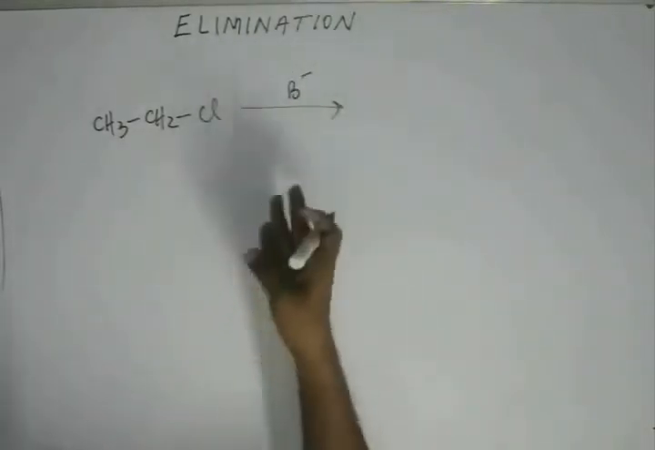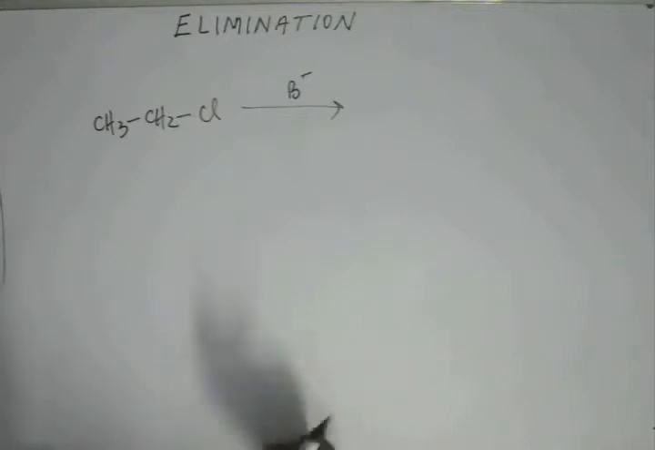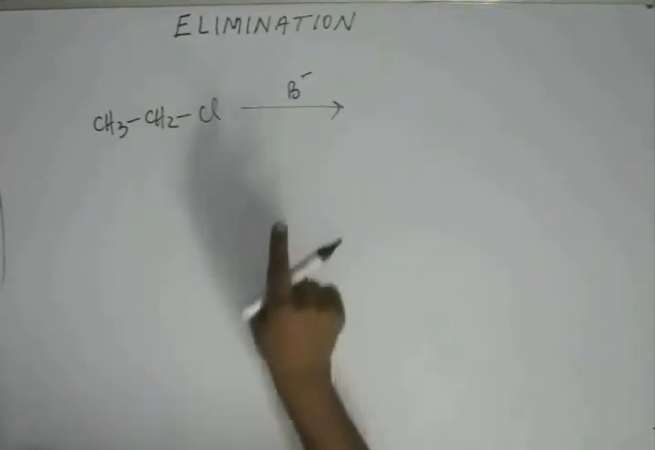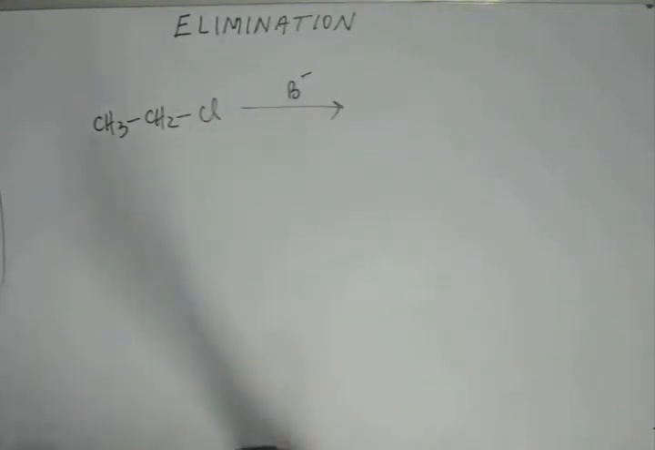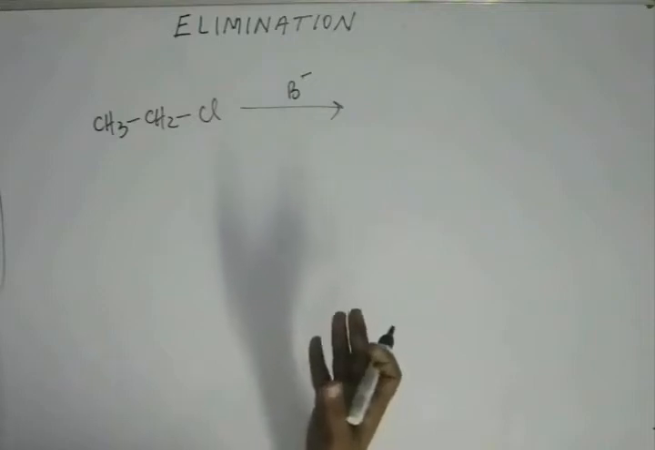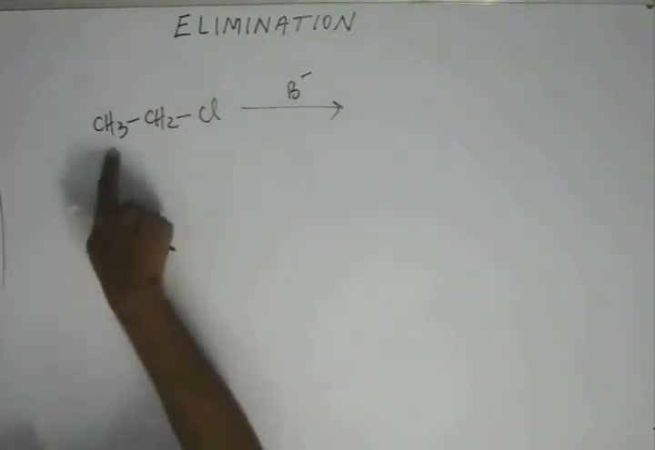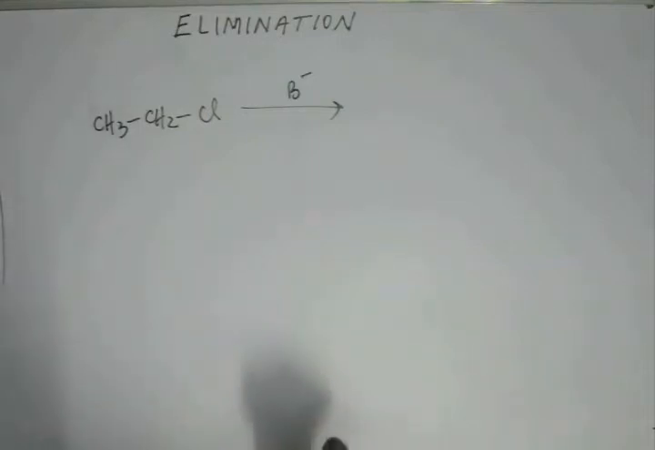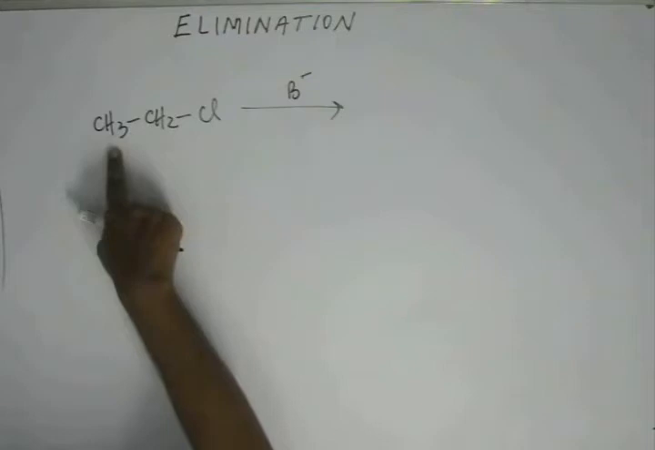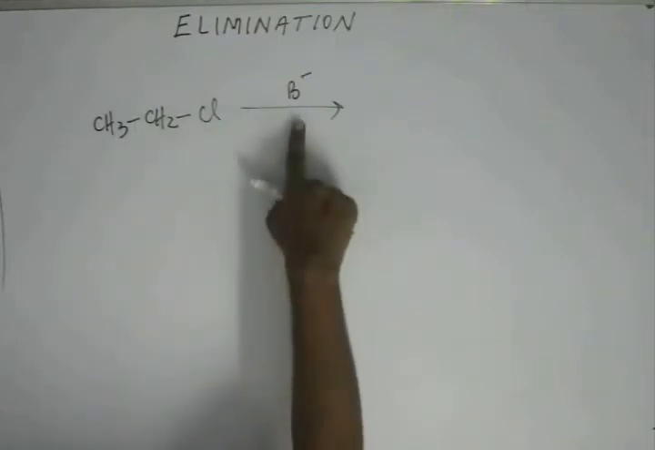Now this base, you understand, this base is a reagent that has a negative charge. That wants to get rid of its negative charge, and since this is going to react with a hydrogen, we call it a base. Now I have moderated the reaction condition in such a way that this reagent is going to react with one of the hydrogen. So I'm calling it a base.